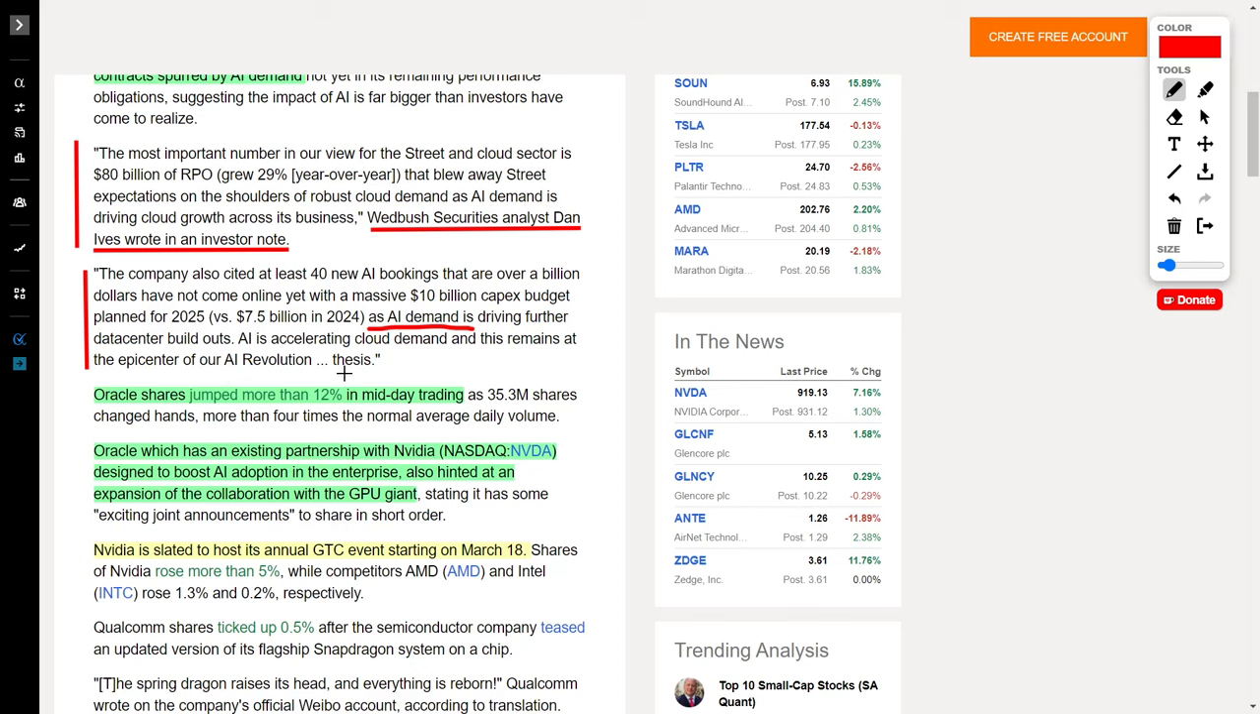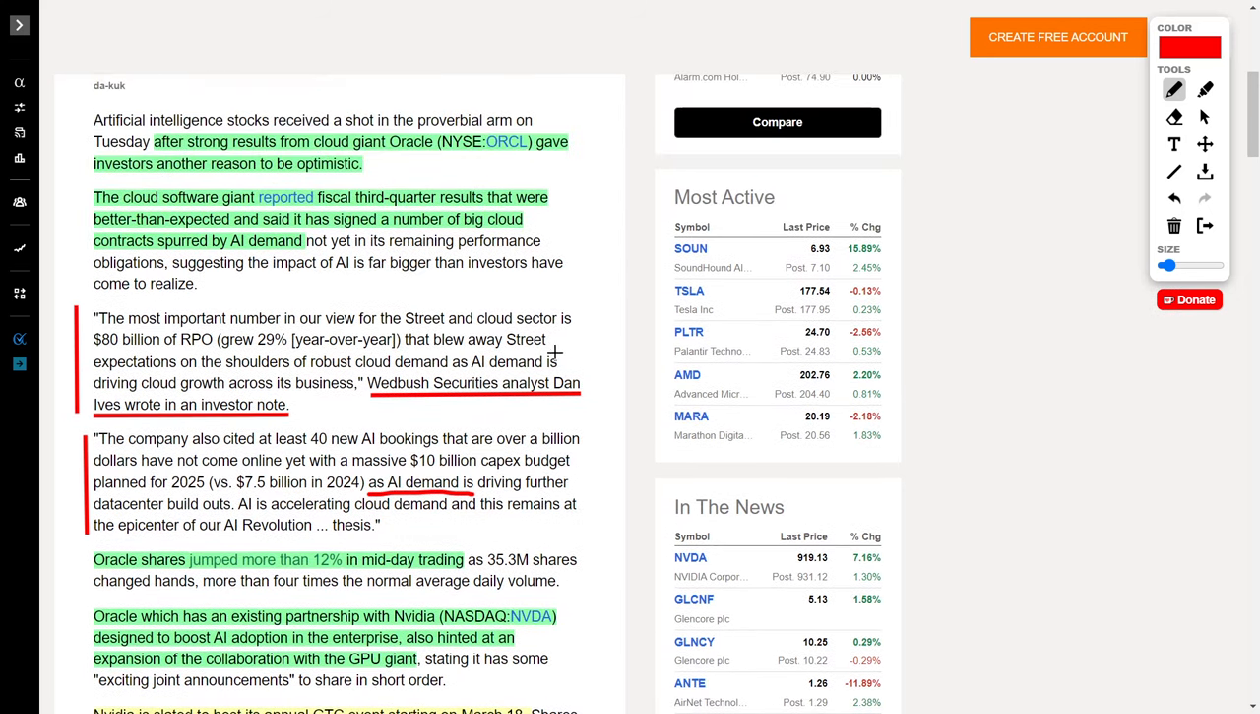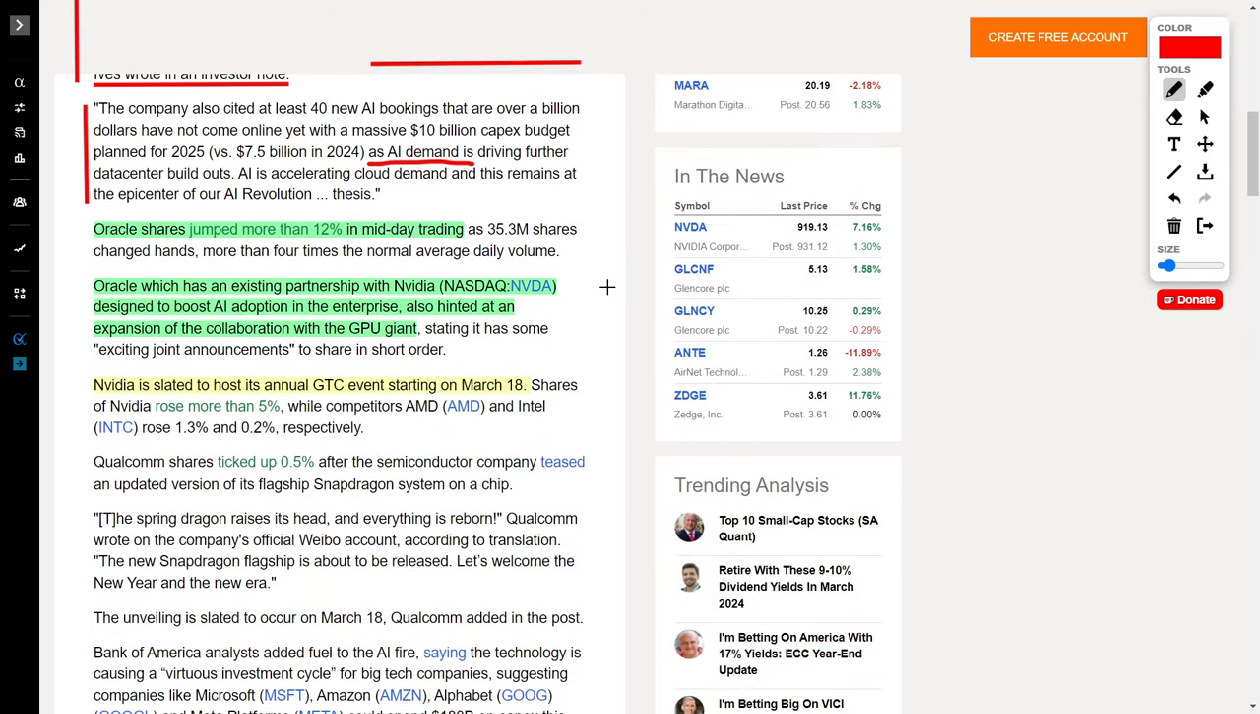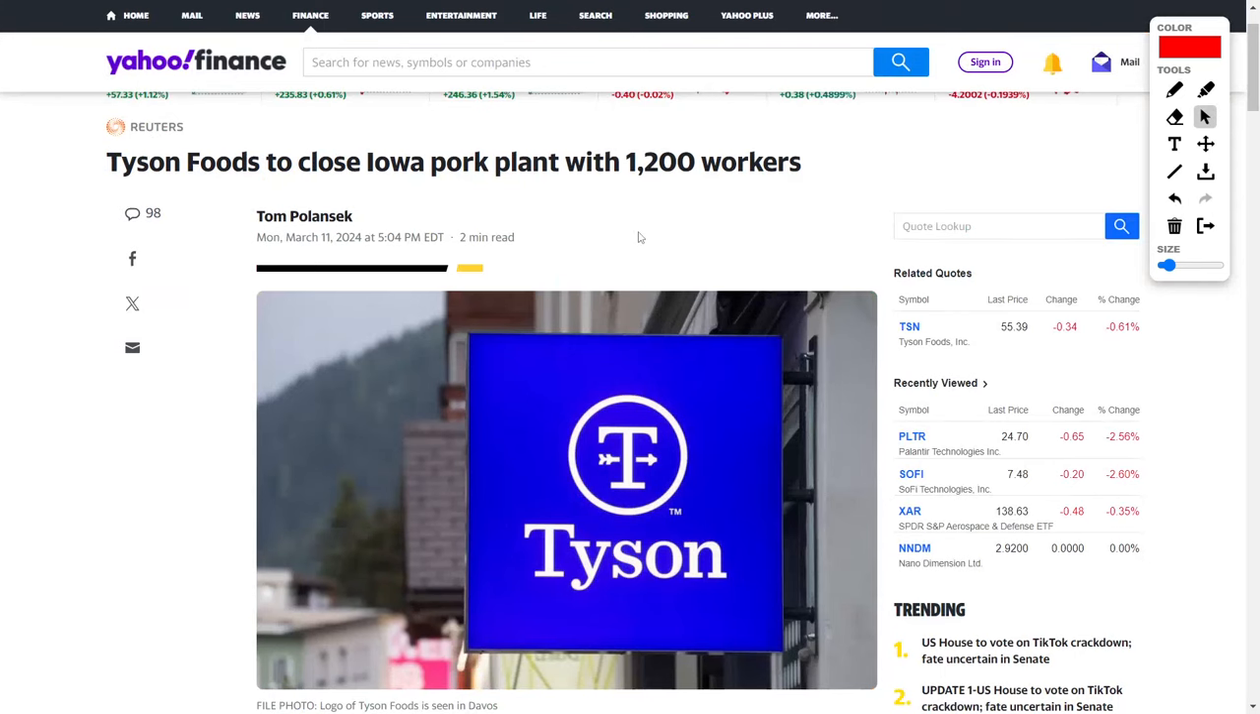So this is extremely good news for ORCL, and that's why ORCL shares jumped by more than 12% as of midday trading. You should also be aware that ORCL has an existing partnership with NVIDIA, which is designed to boost AI adoption in enterprises. On top of that, ORCL also hinted at an expansion of this collaboration with the GPU giant, which refers to NVIDIA. And in regards to NVIDIA news, if you didn't see it last video, let me remind you that NVIDIA is slated to host their annual GTC event on March 18th, which could act as a positive catalyst for the company's share price.